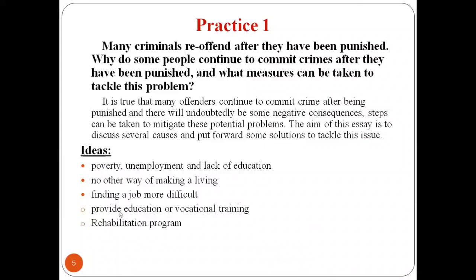Then measures: we can provide education or vocational training to the offenders who have committed crime. And secondly, we can have rehabilitation programs for those offenders in prison, so they could be released after proper recovery from their offense.